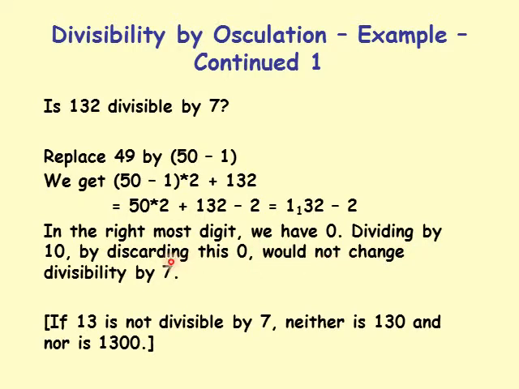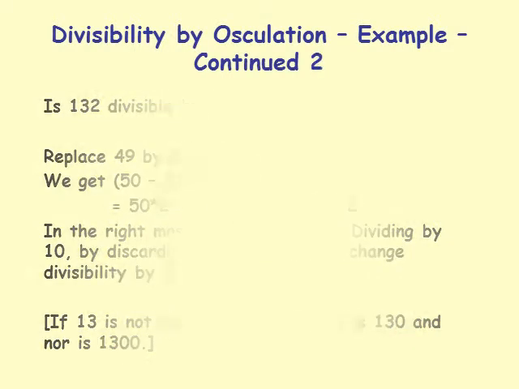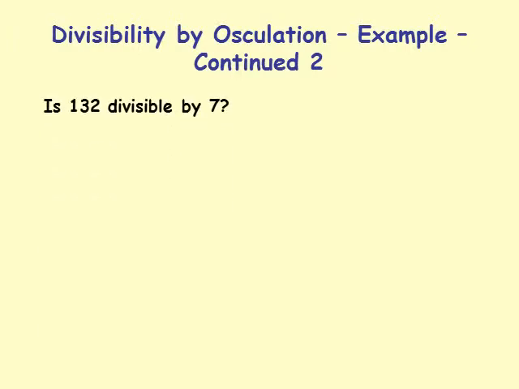We would not change the divisibility by 7. We're looking for divisibility by 7, and dividing a number by 10 by discarding zeros on the right does not change the divisibility. Here, for example, if 13 is not divisible by 7, neither is 130. Let's continue with the example.